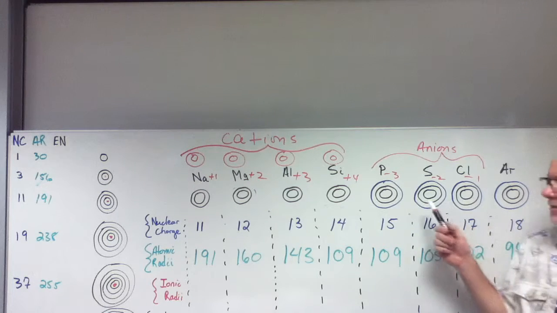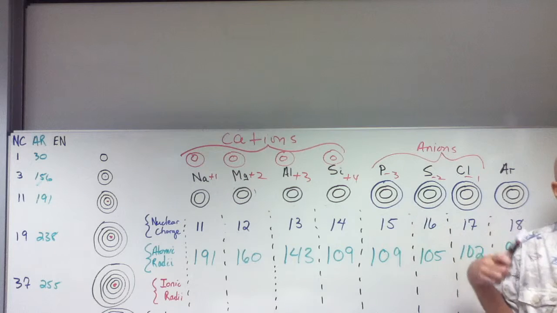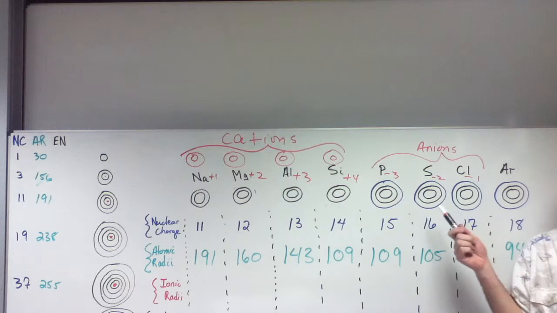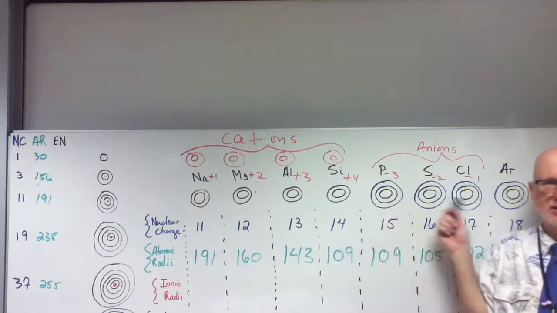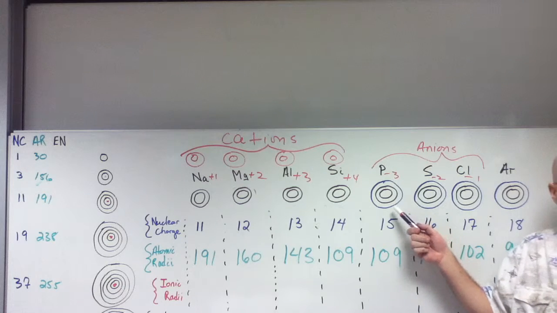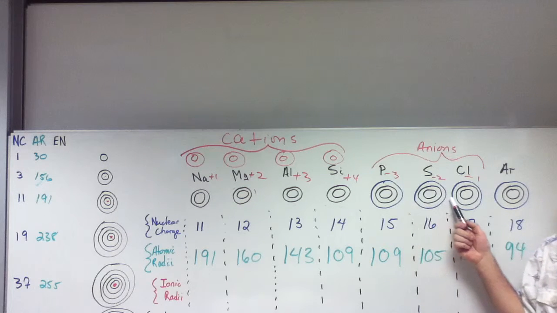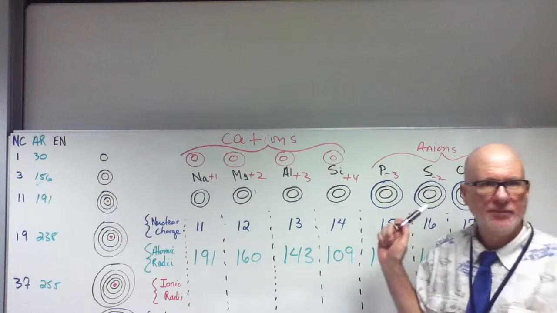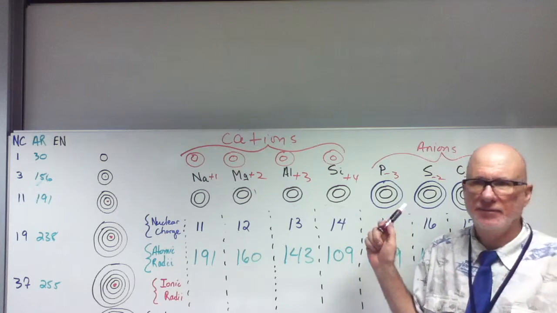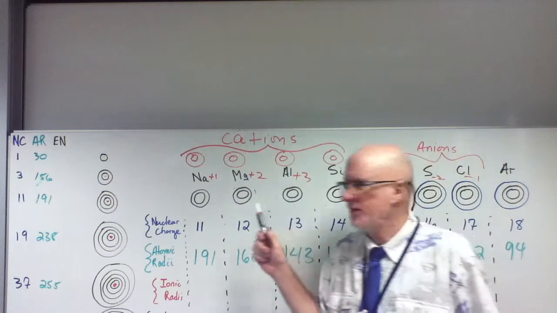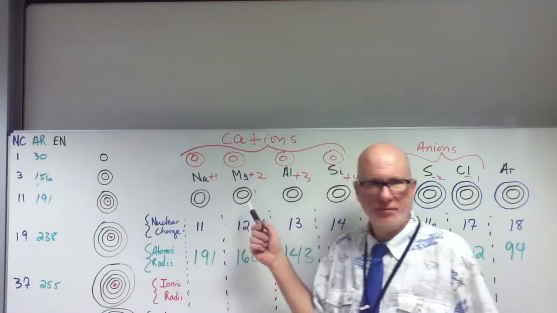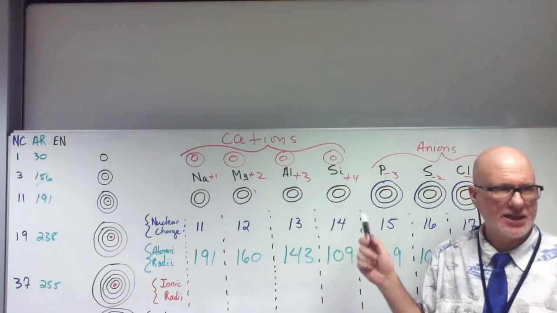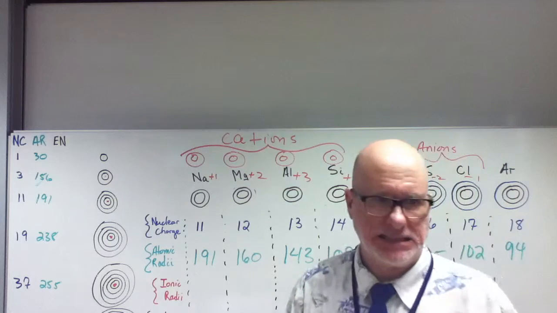So what's the largest? Sodium. No, phosphorus. The anions are above, the entire period. The largest would be phosphorus, then sulfur, then chlorine. Argon's not an ion. Then sodium, and silicon smallest, right? Does that make sense? Yes.